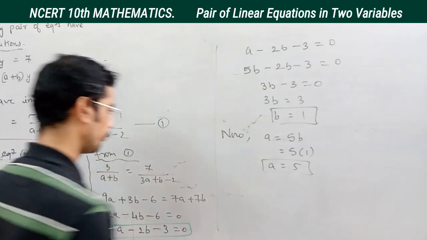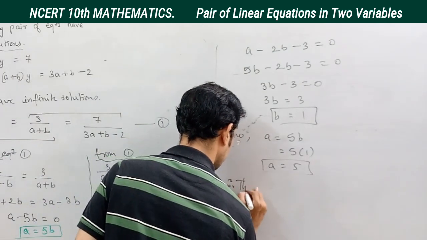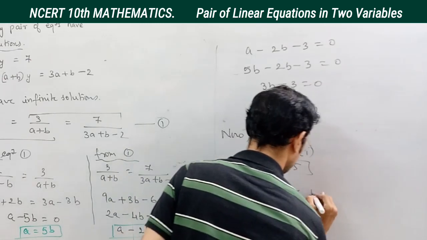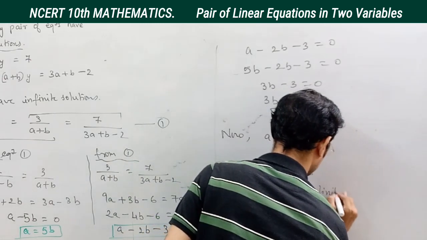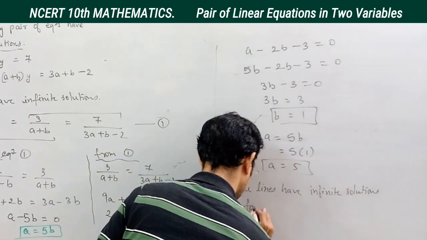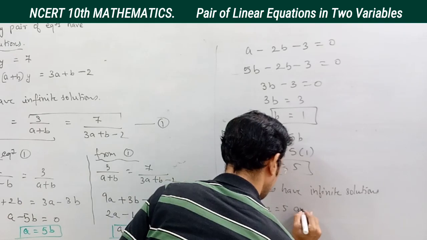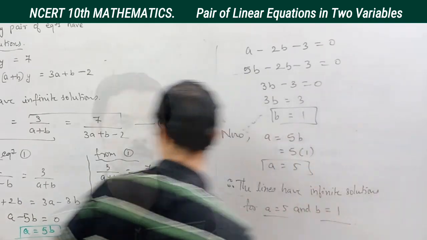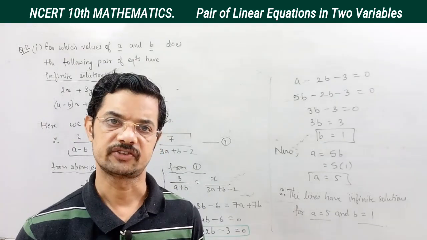Okay, so for these two values of a and b, the lines will be coincident. Therefore the lines have infinite solutions for a is equal to 5 and b equal to 1. You can note this problem. Now let us move on to the next problem.